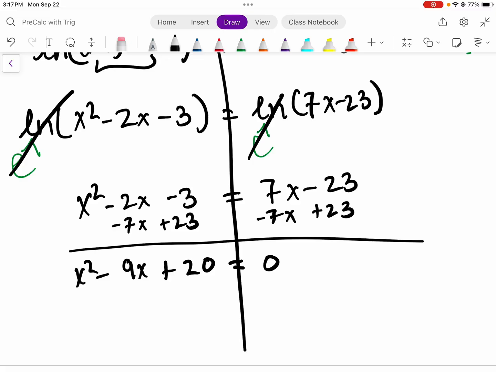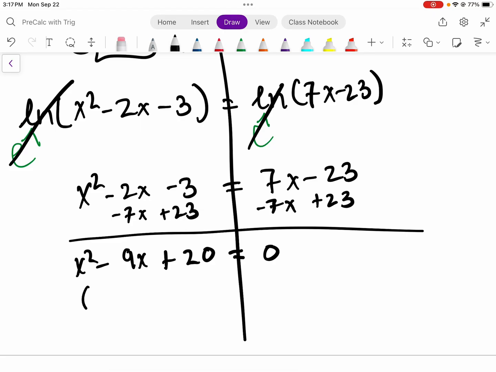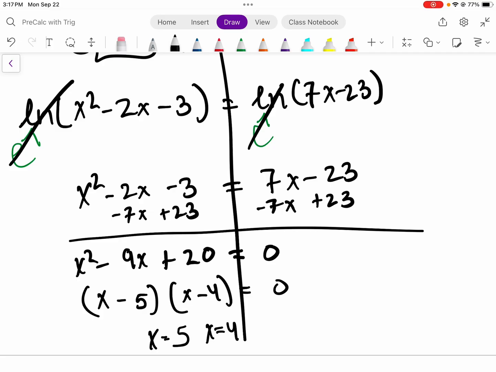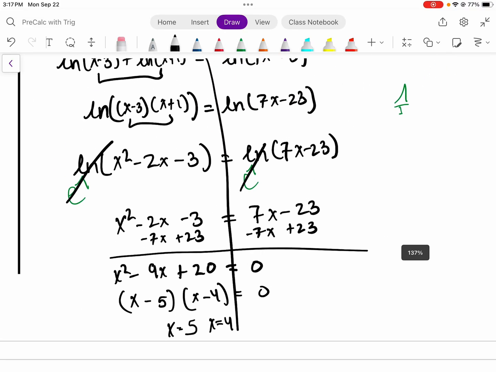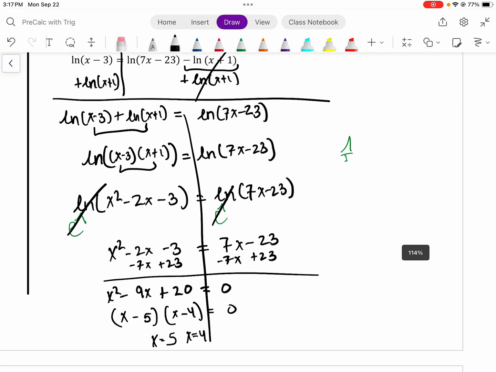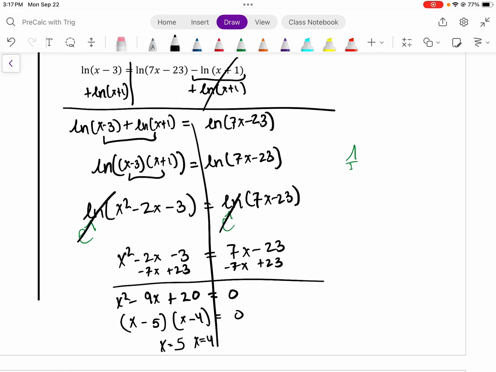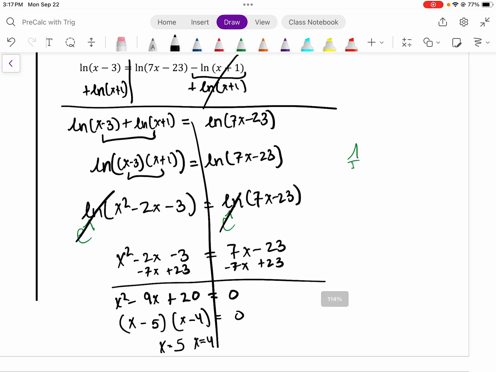So what two numbers multiply to 20 and add up to negative 9? Let's see if this works. So that would be 5 and 4. And they're both gonna be negatives, which means x is equal to 5 and x is equal to 4 are my possible solutions. Okay, now remember, you still gotta go plug them back in, and if one of them gives you a negative, then that's wrong.